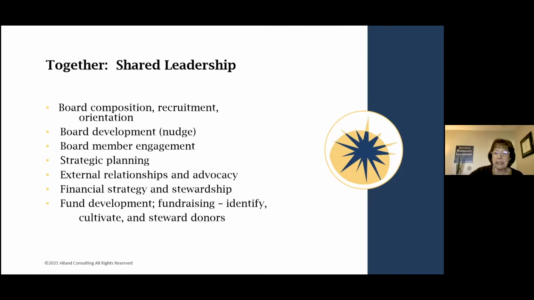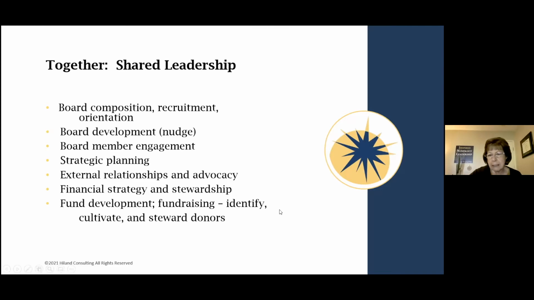And you as the executive have a key role in asking questions, helping your board members be exposed to what it means to be an effective board, toward training and other things. So you can be a real nudge with your board and its development. Board member engagement, strategic planning, all of these things are things that you share with the board. And as a team, you're involved together in creating and doing for your organization.